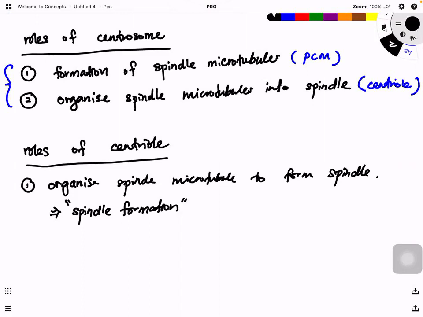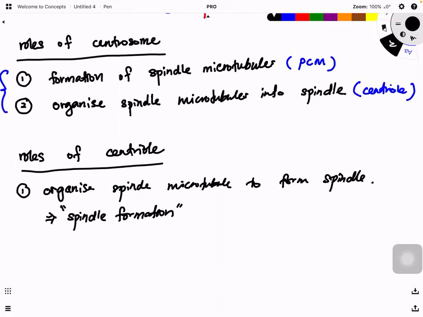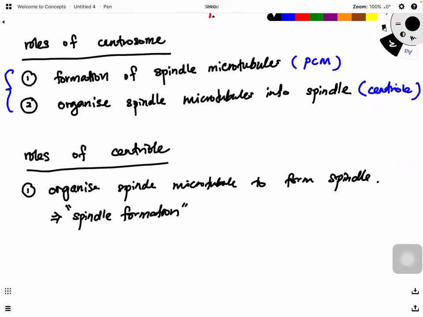So are you guys clear now? Students are always confused about these two. The centrosome: formation of the spindle microtubule, and then organizing the spindle microtubule into spindle. That is the role of the centrosome overall. But if you zoom in on the detail, the centriole only has one role: to organize the spindle microtubule so that it can form the spindle. In other words, this is also known as the formation of spindle or spindle formation, done by the centriole.